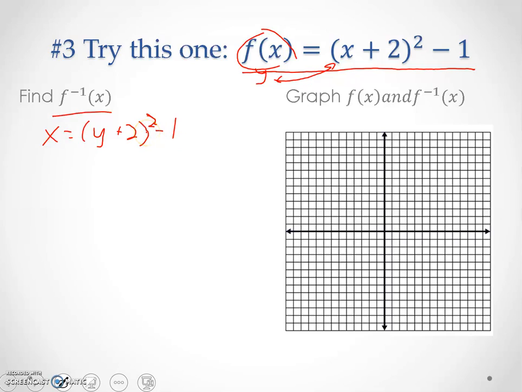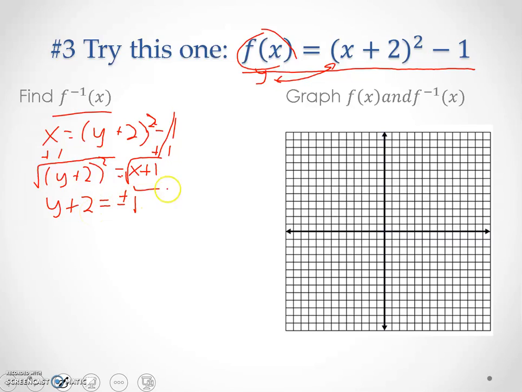And so now what I want to do is solve for y. So I'm going to start by adding 1 to both sides. So on the right hand side I will have y plus 2 squared, and on the left hand side I will have x plus 1. So now what I want to do is get rid of the squared, so I'm going to take the square root of both sides. And so on the right hand side I'll have y plus 2 equals, and it's going to be the plus or minus square root of x plus 1.